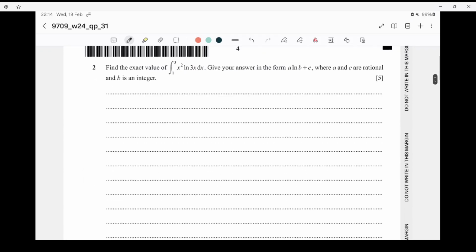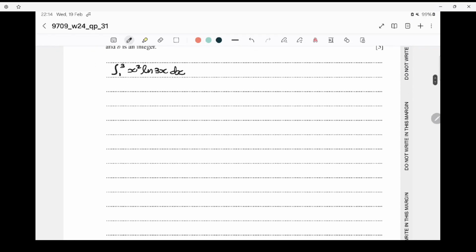Question 2, find the exact value of this particular integration. Give your answer in terms of a ln b plus c, where a and c are rational and b is an integer. So you integrate from 1 to 3 x squared ln 3x dx. What you need to do is to use integration by parts. So you let u equal ln 3x, then du is 1 over x dx.